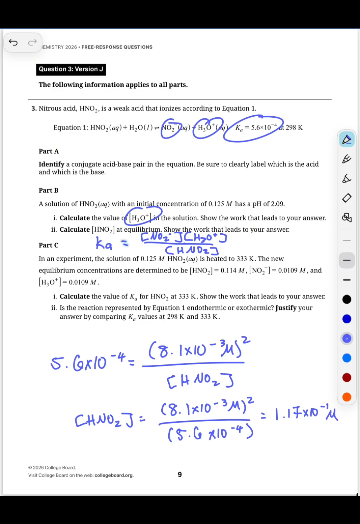And then based on the K value, we should have way more reactants compared to products. And if we compare these exponents here, we have negative 1 compared to negative 3. And so based on our given ratio, this helps us verify that this is a weak acid.